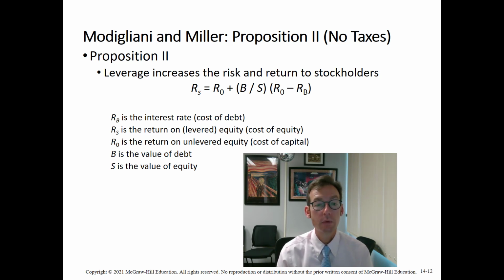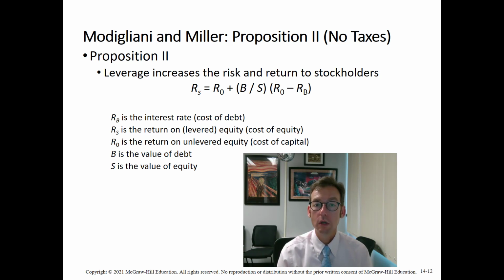And so we've got this formula here, and let's talk about what all these different things are. R sub B is the interest rate, or the cost of debt. In fact, the B stands for bond. R sub S is the return on the levered equity, also known as the cost of equity. We might consider this to be the expected required return on the shares. R sub 0 is the return on the unlevered equity, also known as the firm's capital.